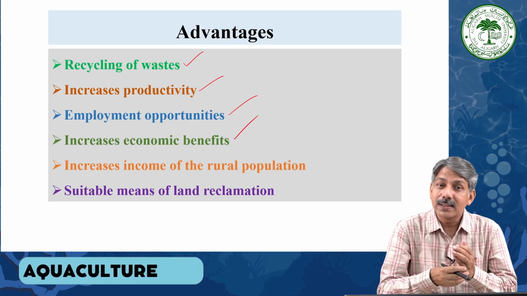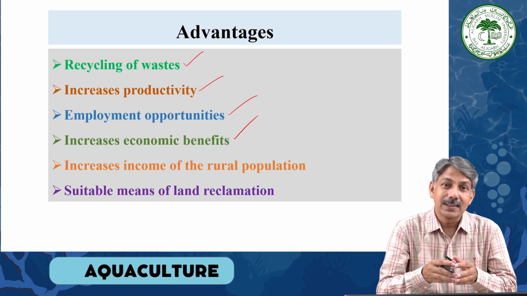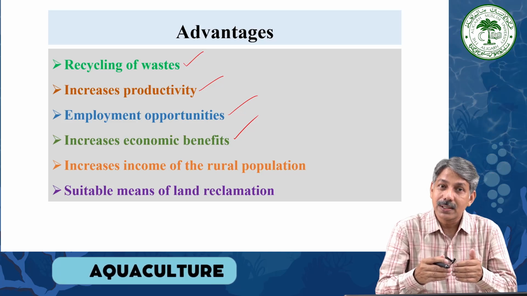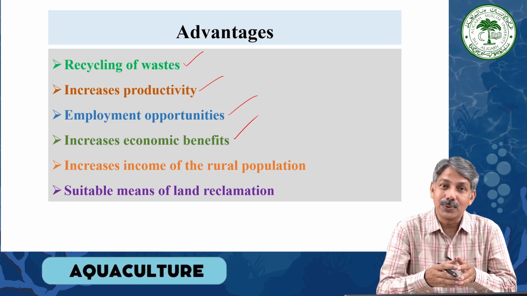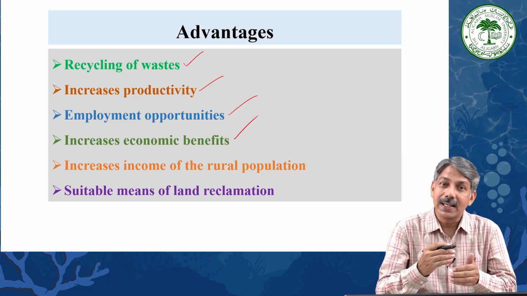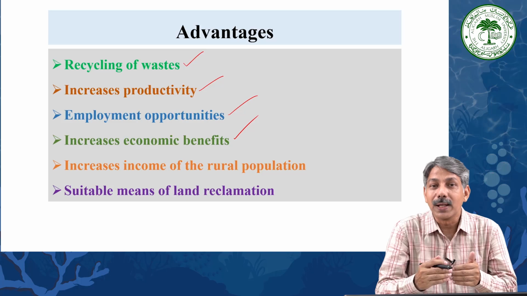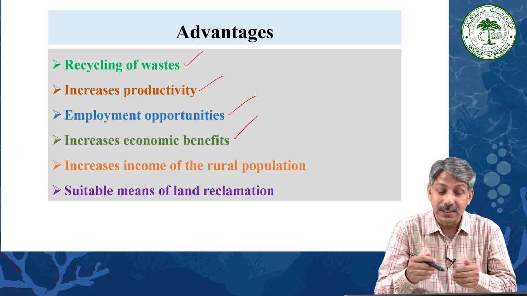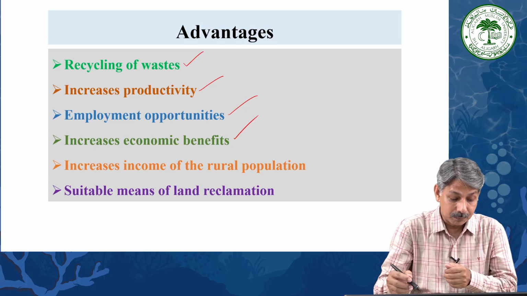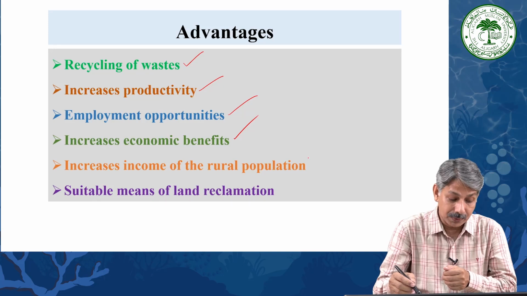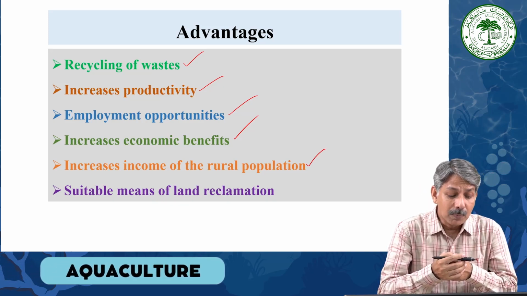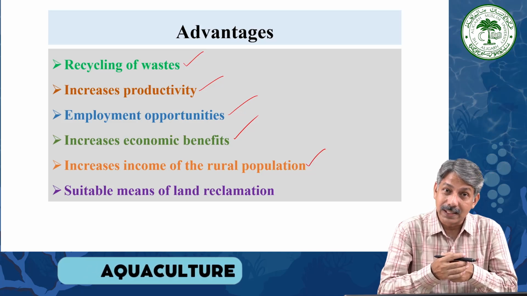Then increased economic benefits. When you are doing two farming activities simultaneously, with many of the requirements of the two farming systems being common, then of course by putting in less effort, you are going to earn more money. Your profit will certainly increase, and that will make the entire process economically viable and increase the income of the farming activity. It increases the income of the rural population. Almost the same thing, since employment generation is there, there will be more income, and I told you that is basically more in the rural population.